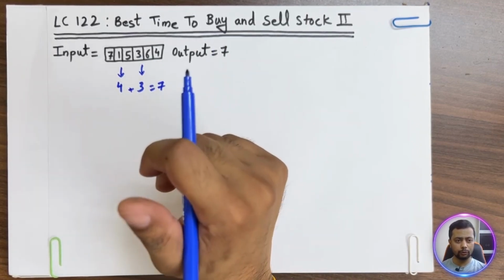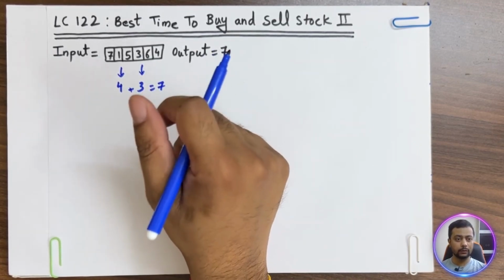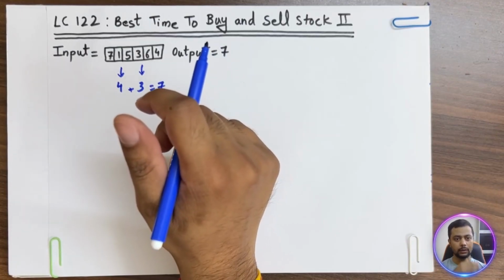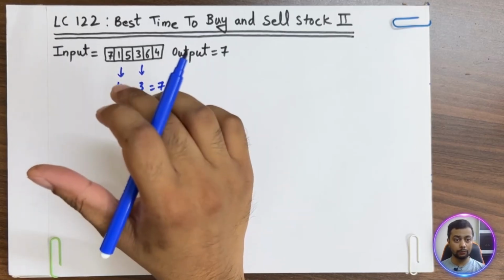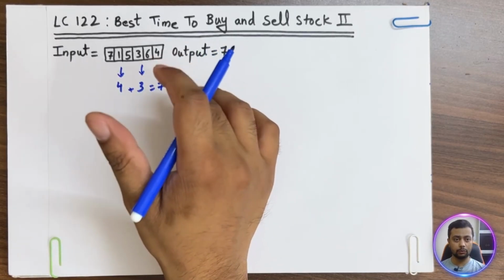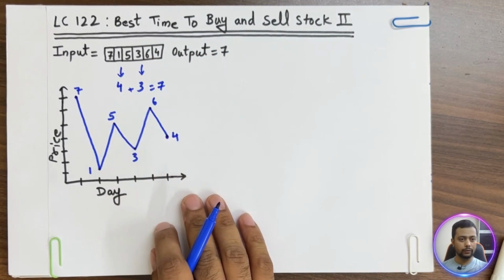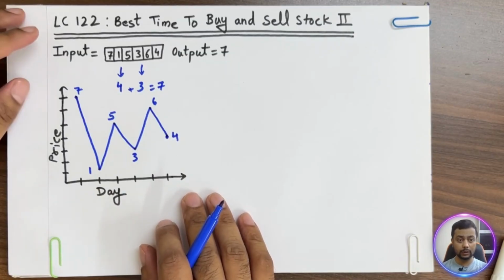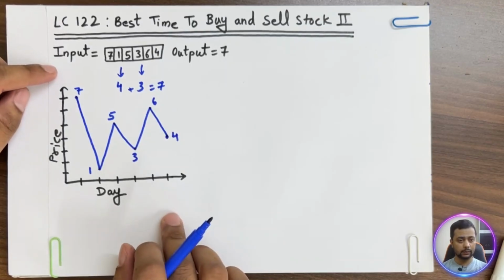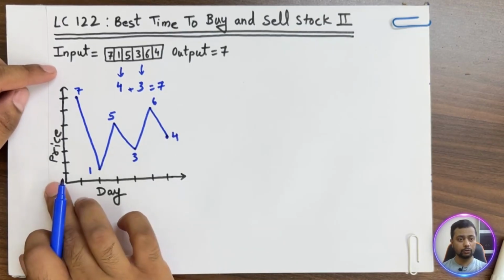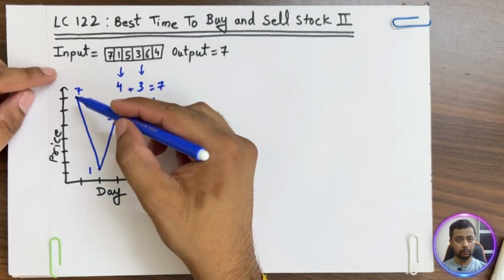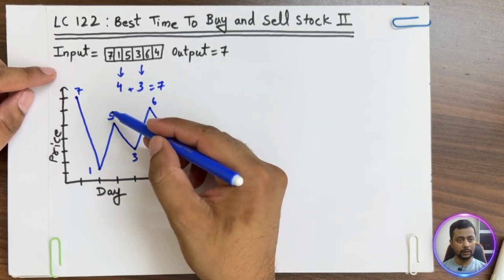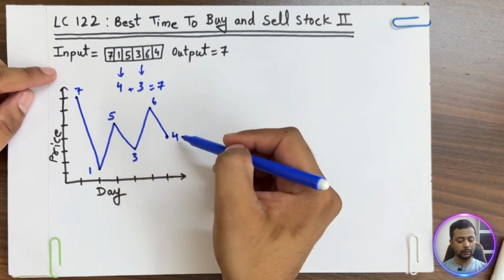Okay, so to better visualize this, let me draw this in the form of a graph. Let's try to see the stock prices in the form of graphs. Then things will become much clearer, like when we are supposed to buy and when we are supposed to sell. Okay, so over here I have just drawn the prices in the form of a graph. The x-axis is showing the day and the y-axis is showing the price of that particular stock on that day. So it starts from 7, 1, 5, 3, 6 and 4.